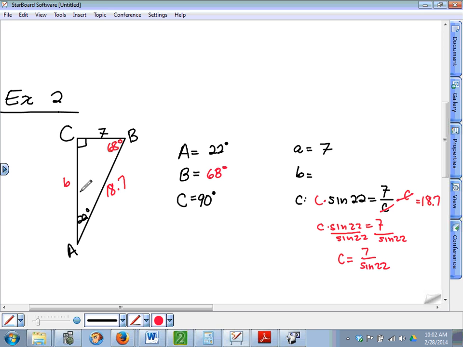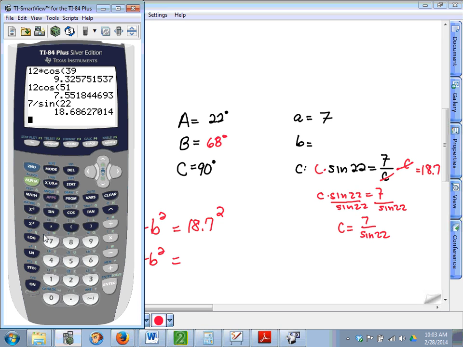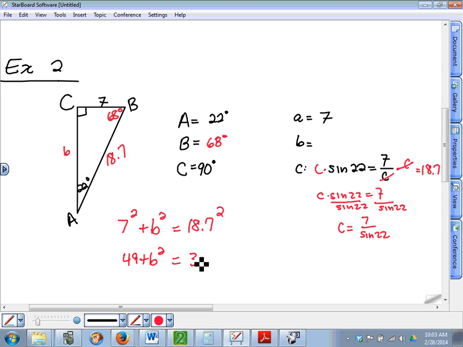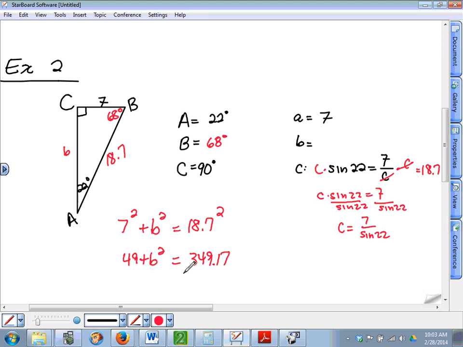We could do 7 squared plus b squared equals 18.7 squared. 49 plus b squared equals 18.6. I'm going to use the exact form. That's why mine says answer. That's this answer here. If you square that, you get 349.17. If you subtract 49, you get 300.17.